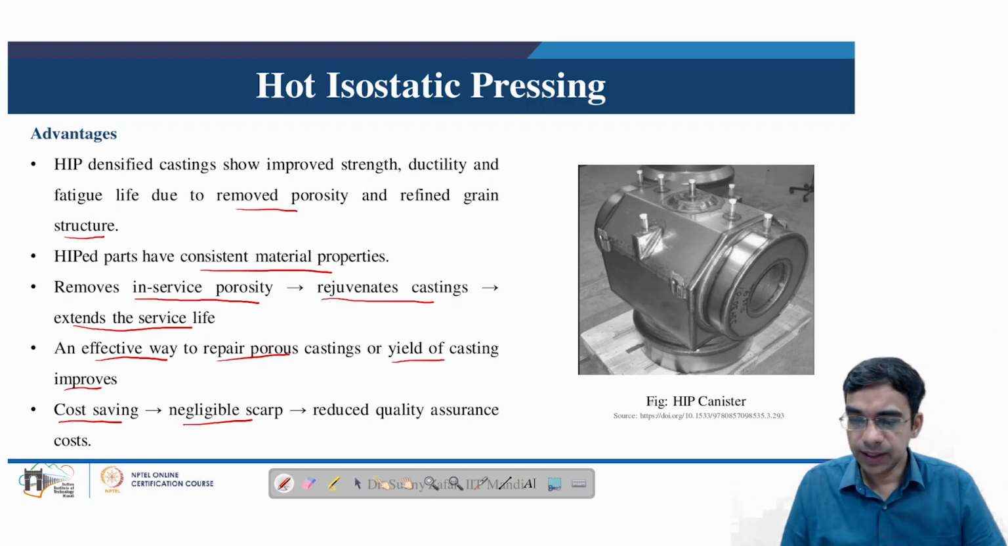On the right hand side, we can see a typical canister or pressure vessel which is generally used for hot isostatic pressing. And by looking at this image, we can see that the thick walls of this pressurized canister can be very well used to house the component as well as the hot gases at elevated pressure, and thereby cause the hot isostatic pressing treatment.